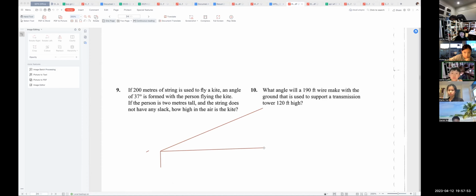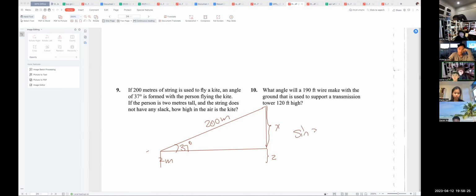And we form an angle of 37 degrees. Get it? We just want to know the height of the kite in the air. So do we just calculate this one and add 2? Okay, so this angle is 37 degrees, this is 200 meters, and this is x. So how do we do it?